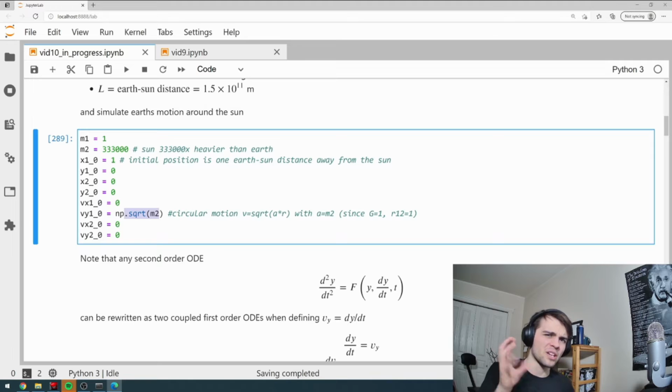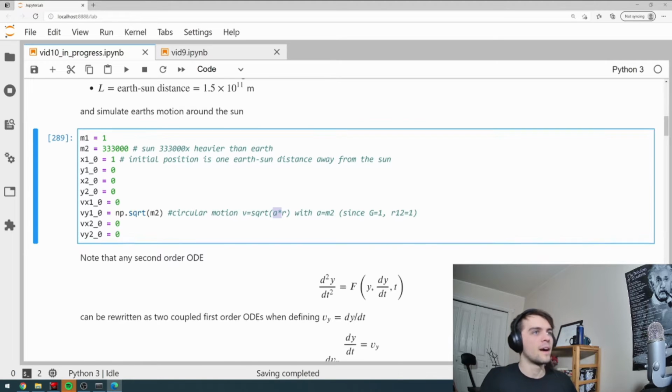The units are weird here, right? You think M2 and a times r, but no, it's because we've adjusted everything to be dimensionless. We're talking about dimensionless acceleration here.